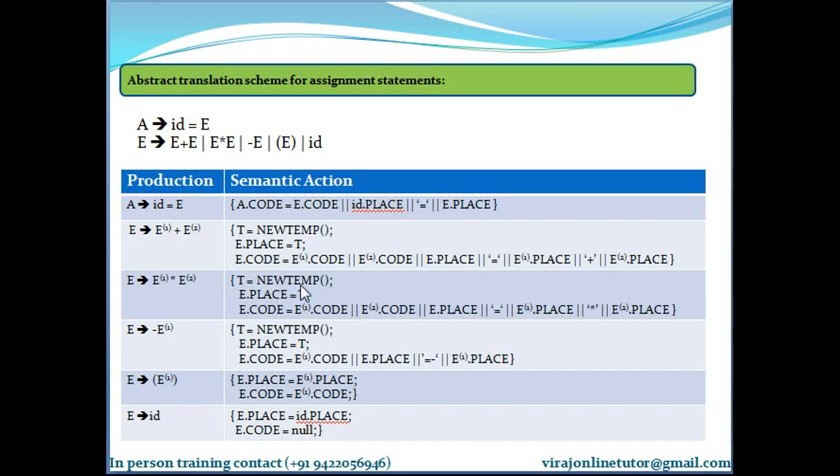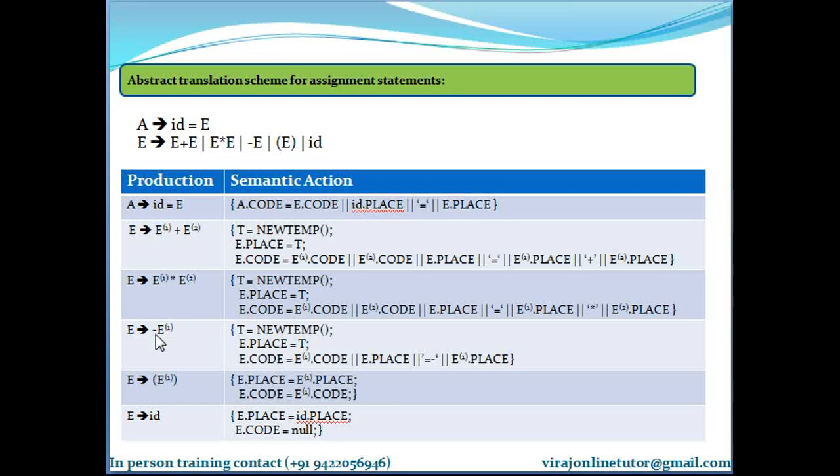Again I called a new temp function which will create a new name for us, assign that new name to E dot place, then evaluate E1 dot code, evaluate E2 dot code. Now I have values for E1 dot place and E2 dot place, right? After these are executed, take the value from E1 dot place, multiply it with E2 dot place and assign the value back to E dot place. Simple.